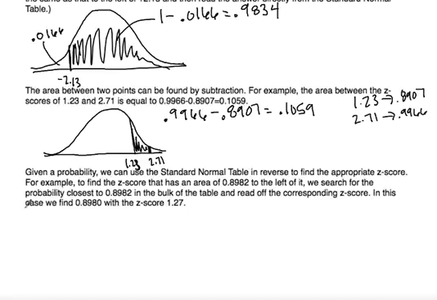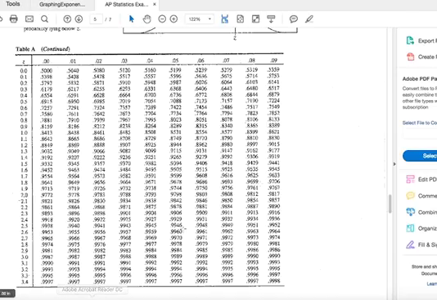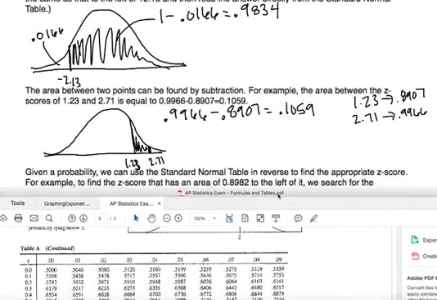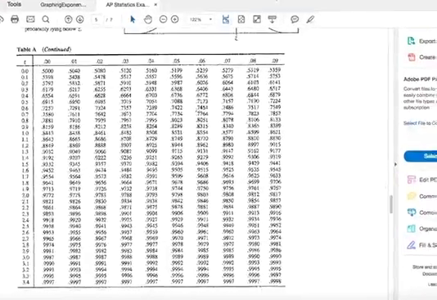Given a probability, we can use the standard normal table in reverse to find the appropriate z-score. For example, to find the z-score that has an area of 0.8982 to the left of it, we would search for the probability closest to 0.8982 in the bulk of the table and read off the corresponding z-score. So going to the standard normal table, we're looking for 0.8982.